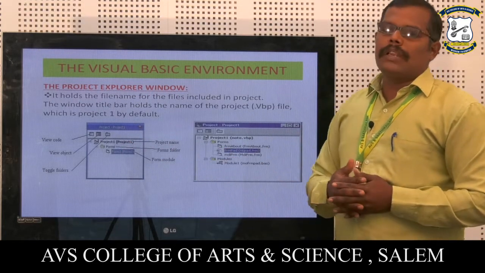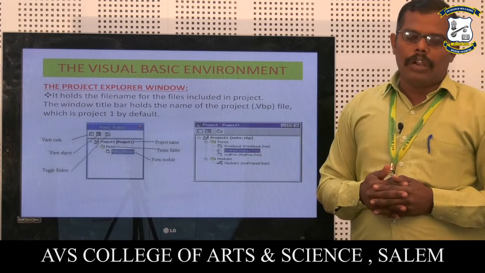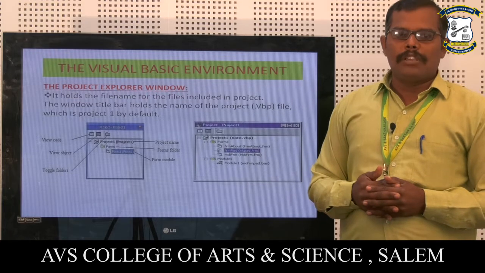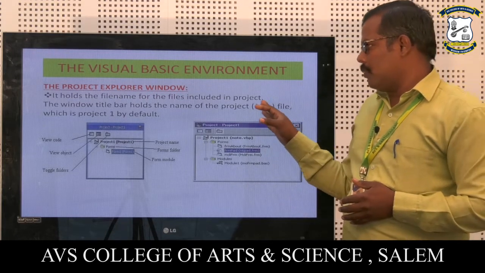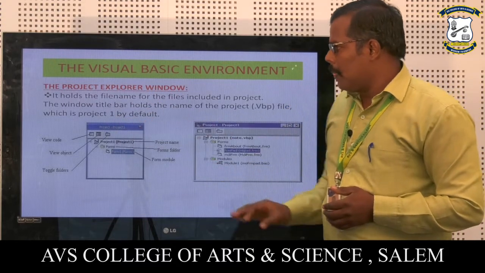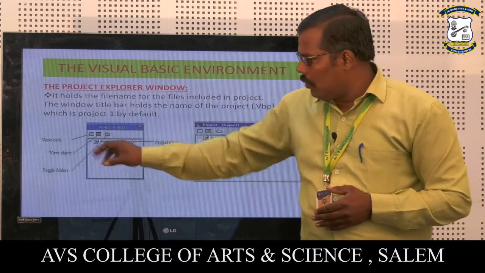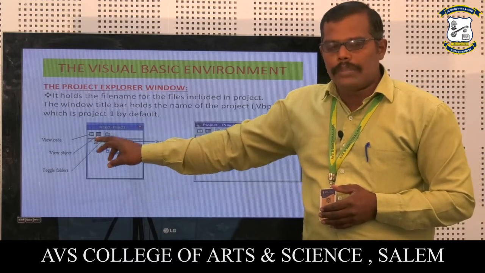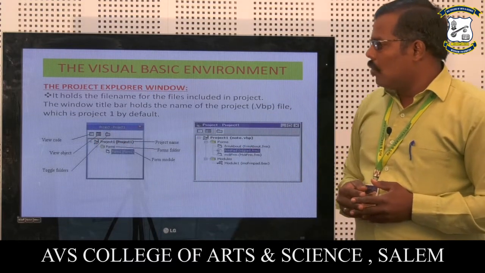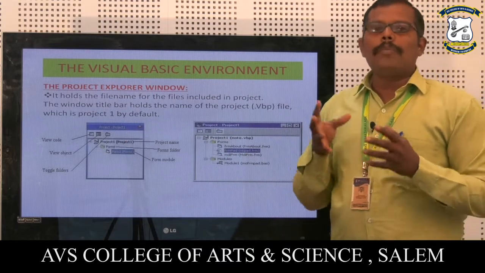Every VB project can be saved in the form of .vbp, Visual Basic project. VBP means Visual Basic project file. So this is the default project name. Here we have three icons. First one is called View Code, second one is called View Object, and third one is called Toggle Folder.